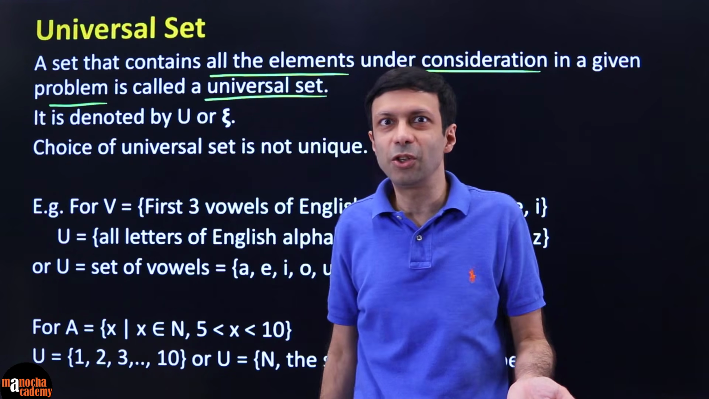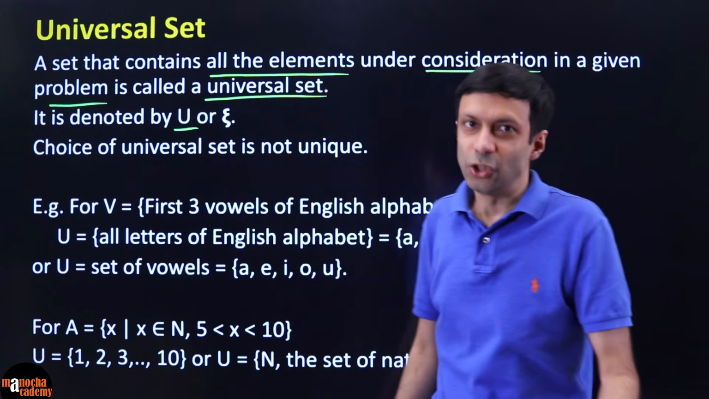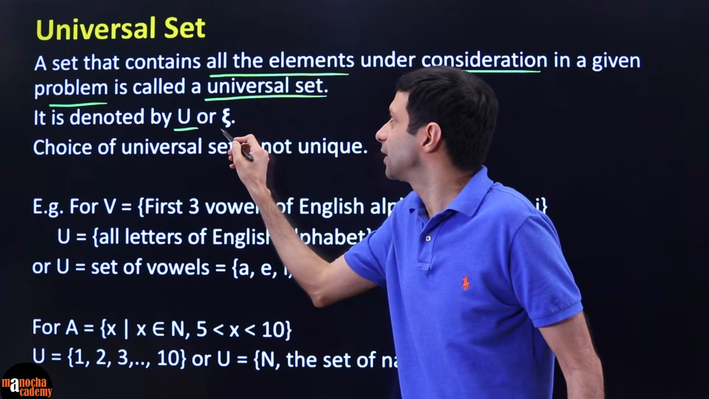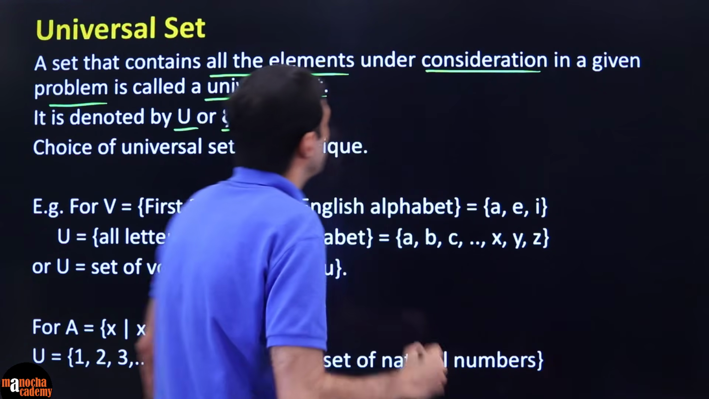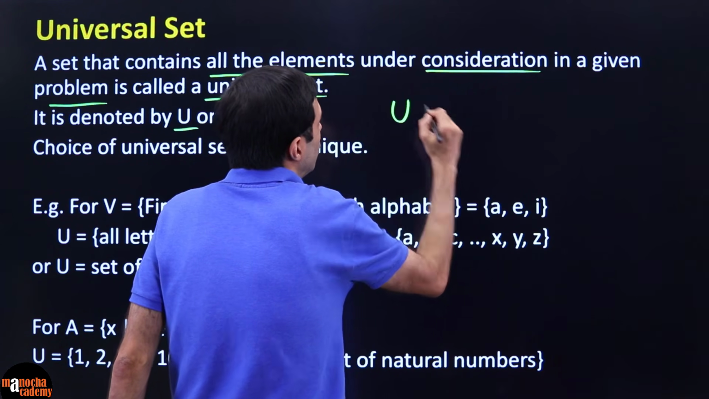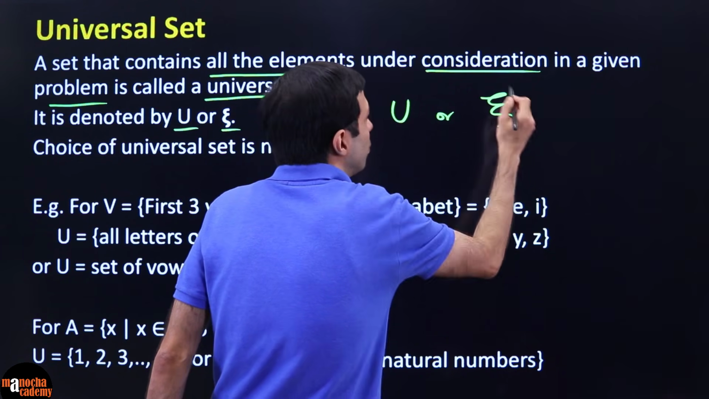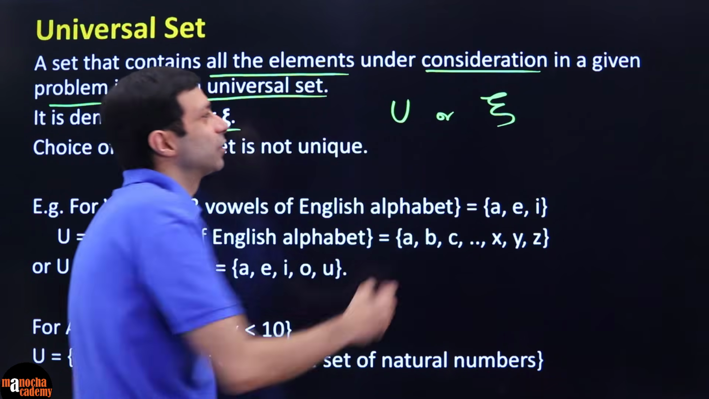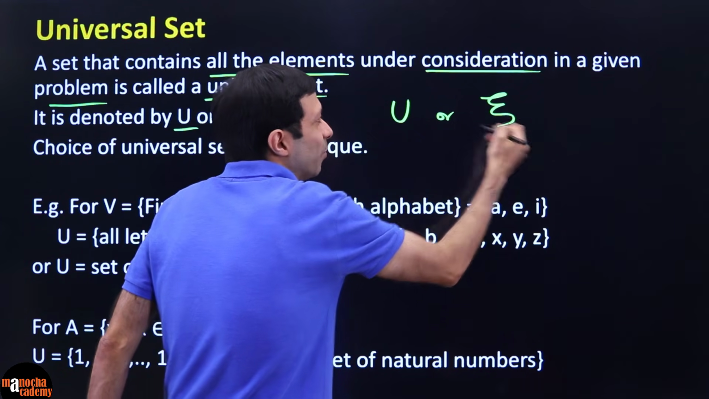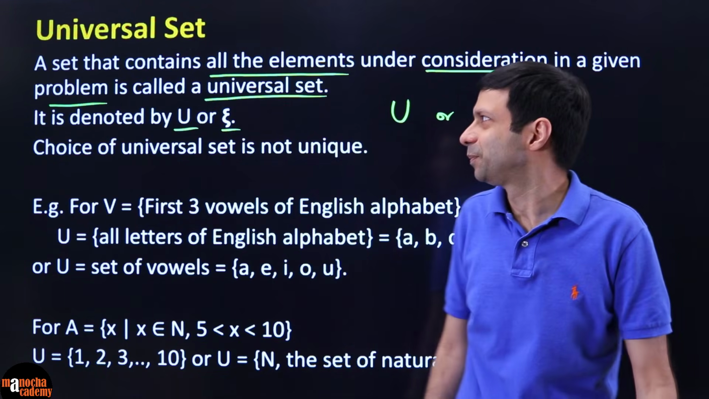Now, how do we represent the universal set? With the letter U, capital U, or with this kind of funny looking E with a tail. Okay, so I'll just draw it for you and show you. So you should write U, or you use this kind of symbol, and then it has a kind of a curve at the end. So it looks like a fancy E with a curve at the end. This is the representation of a universal set.